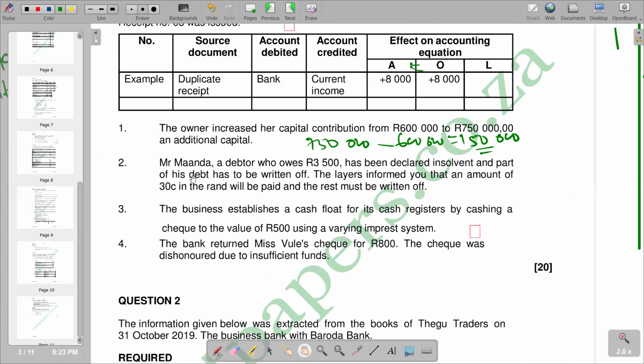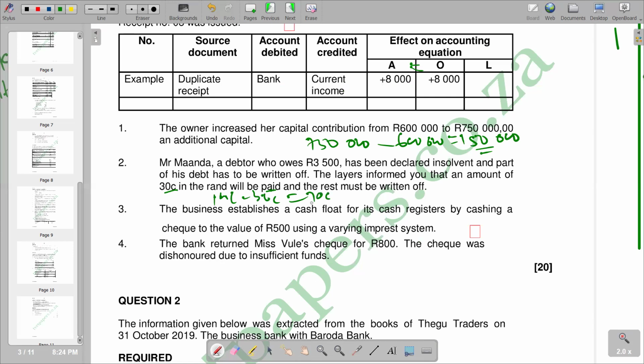which reads: Miss Manda, a debtor who owes 3,500 rands, has been declared insolvent, and part of his debt is to be written off. The lawyers informed you that an amount of 30 cents in the rand will be paid, and the rest will be written off. So we've got a bad debt which needs to be written off. A part of the debtor's amount is going to be written off, so it's going to be a bad debt. The key area is that 30 cents in the rand will be paid. So the remainder won't be paid. You're saying 100 cents minus 30 cents, and you're getting 70 cents, which is 0.7.